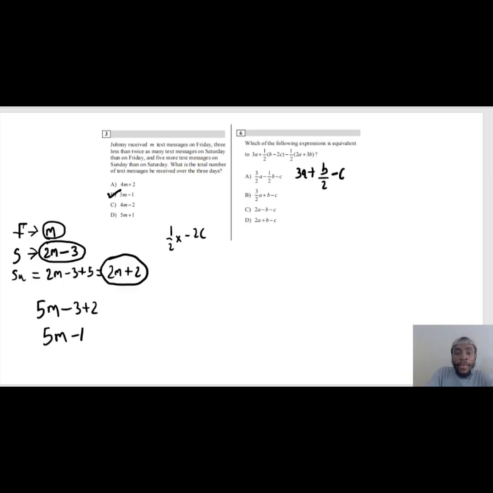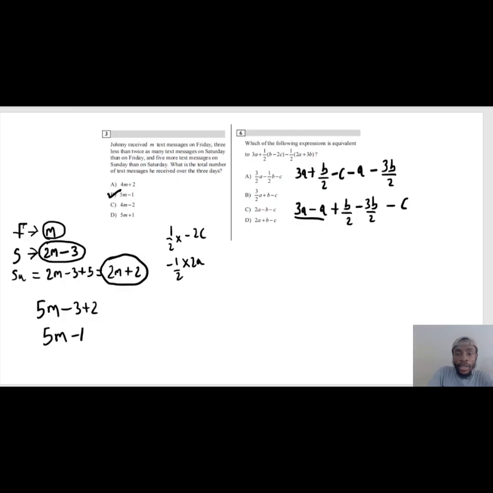Minus c. Now the next one, minus 1 over 2 times 2a. That will give us what? Minus a. And then if I do minus 1 over 2 times 3b, that's minus 3b over 2. So let's collect like terms now. So 3a minus a plus b over 2 minus 3b over 2 minus c.